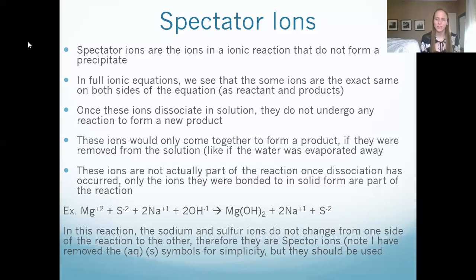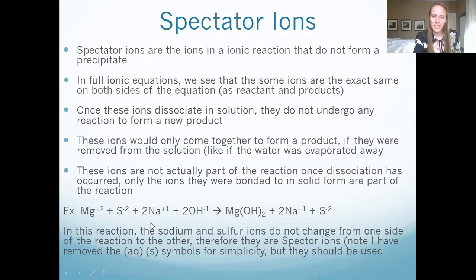Essentially, after the dissociation takes place, they don't really create a new product that wasn't already there. They just stay in ion form. So yeah, our spectator ions get canceled out. So this is an example of what that would look like. This example here is a full ionic equation. It's actually the same full ionic equation that we did as our first example.